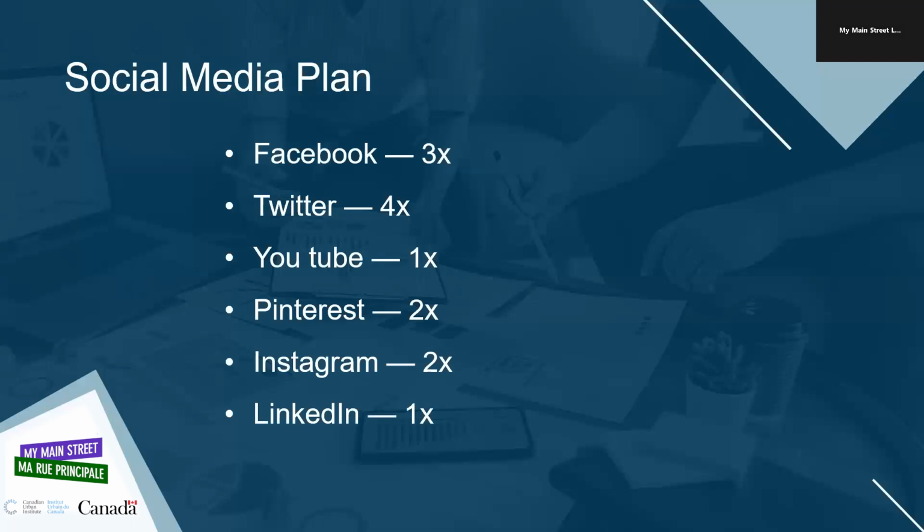You've got to be consistent. And one of the most consistent ways of doing this is to come up with a plan. So decide for yourself what works for you. Is I'm going to do Facebook 3 times a week. I'm going to do Twitter 4 times a week. I'm going to create a video once a week, or whatever it is.